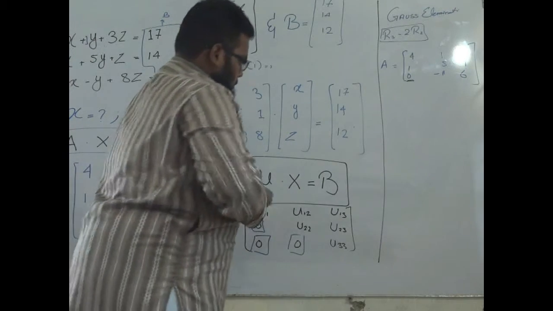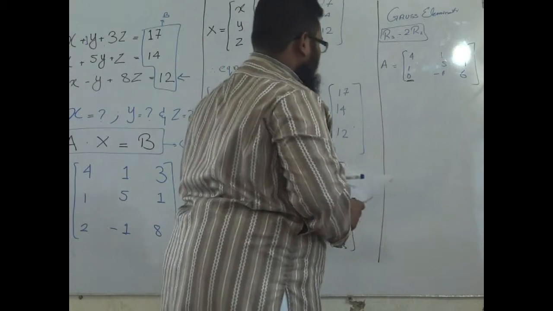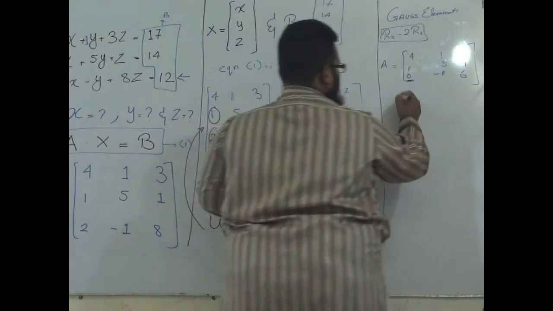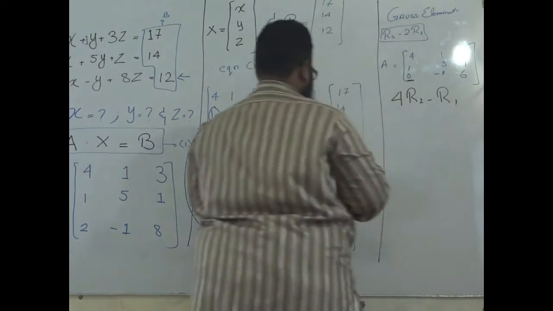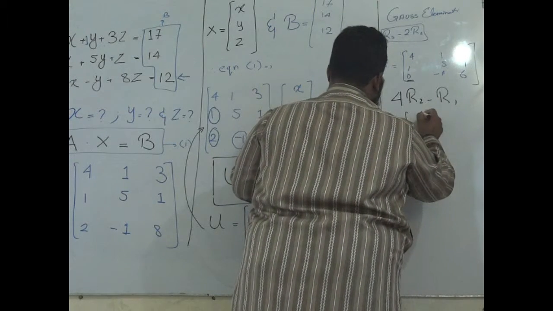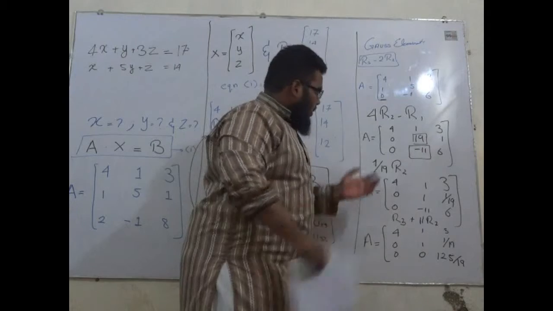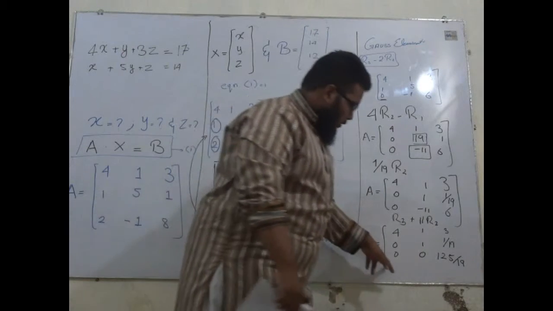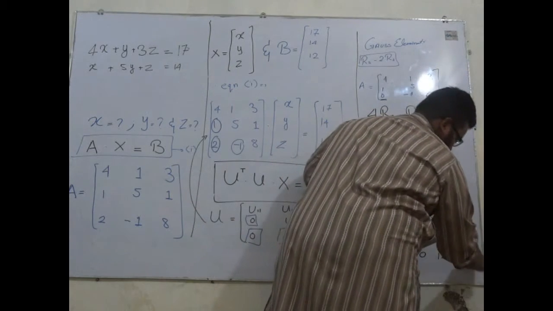For that, I will multiply R2 by 4 and subtract R1 from it, 4R2 minus R1. Now I will get my matrix A is equal to 4, 1, 3, 0. Okay. Now you can see by the Gauss elimination method I have come to here where we found the values of A, which is equal to U. This value is also equal to U.